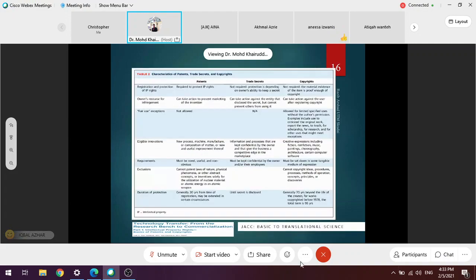No worries. All right. So we have a lot of characteristics in terms of patents, trade secrets, and copyrights. As you can see, these are the attributes of patents, registration and protection of IP rights, and what is required to protect IP rights. You can read all of this. But the most important part of IP protection is the duration of protection. As you can see in the last row of this table, we have generally 20 years from the time of registration.